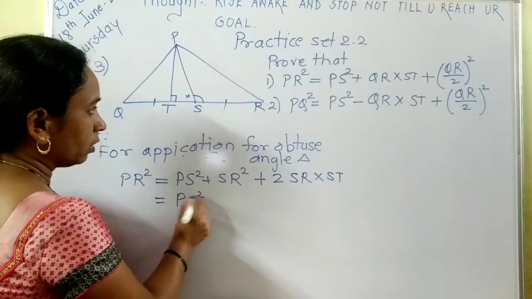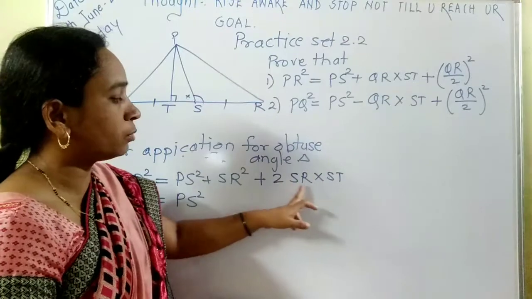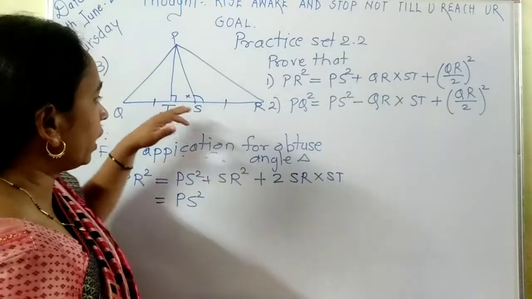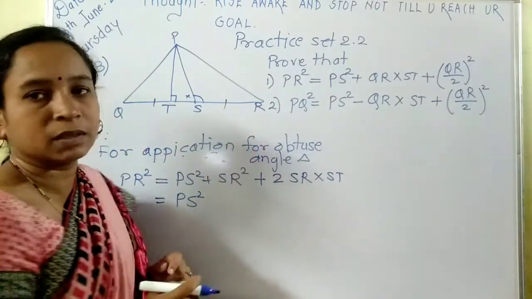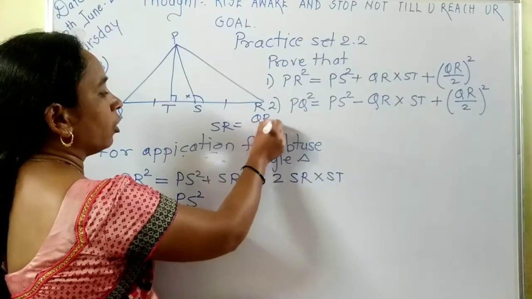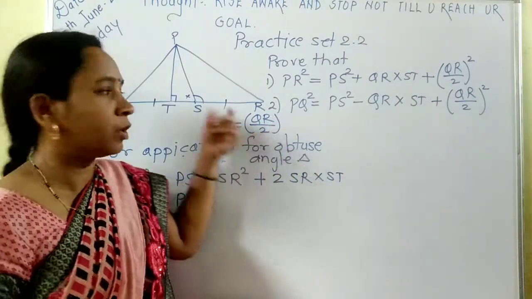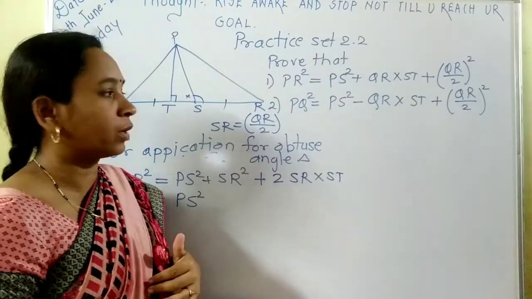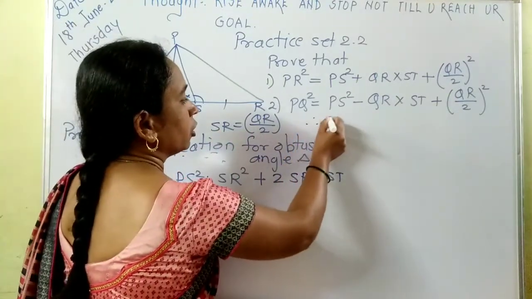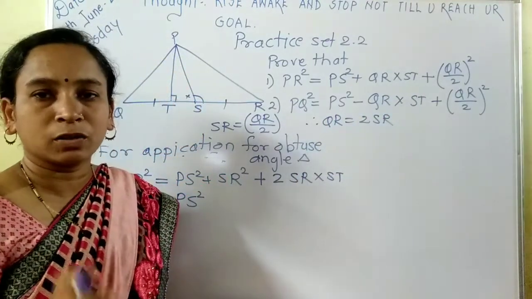So PS square, I need it, PR square, PS square, this term I need it, but instead of this here, if you observe, QR is replaced with the SR. So what is the relation of QR and SR? S is a midpoint. So what is the relation of QR and SR? So SR is equal to the half of QR. SR's value is half of QR. Why? Because S is a midpoint. Or in other way, you can say that QR is a double of SR. Therefore, QR is equal to double of SR. So this is the relation we have got because of the midpoint.